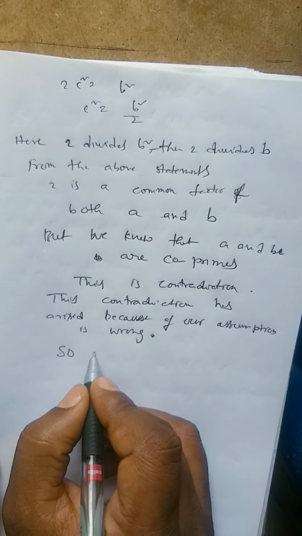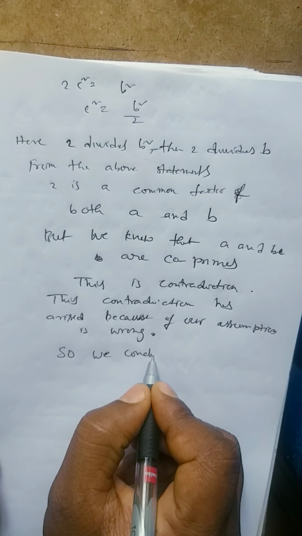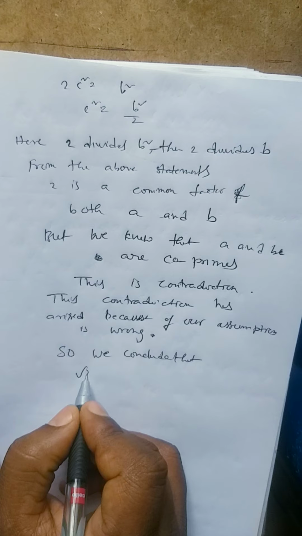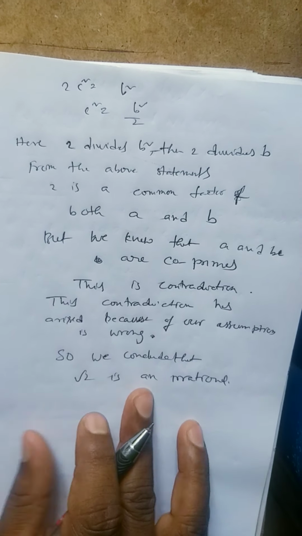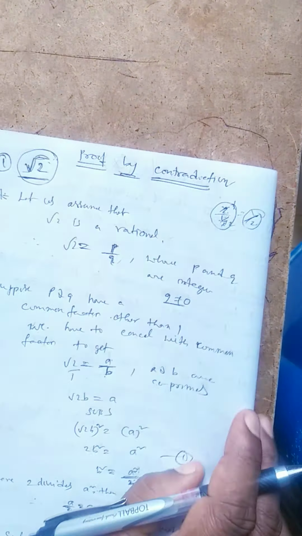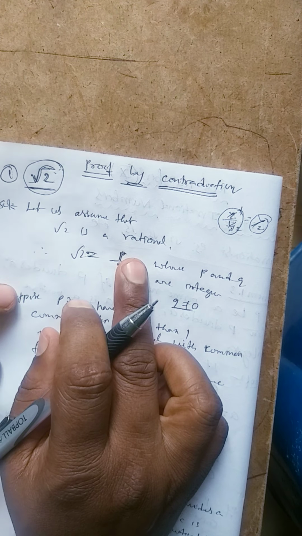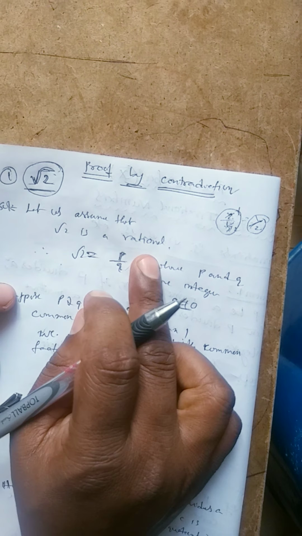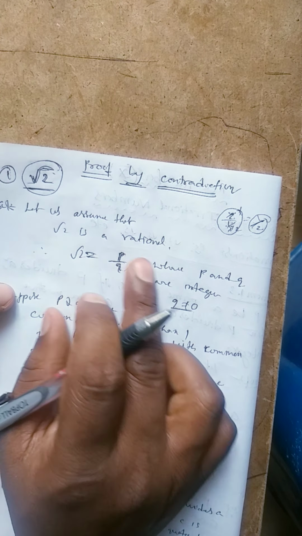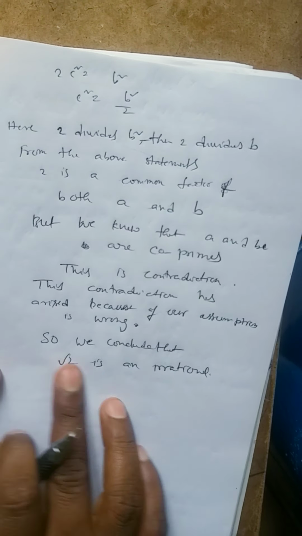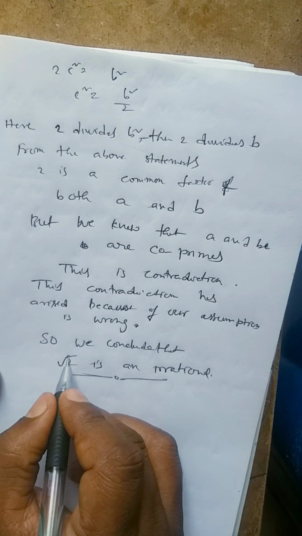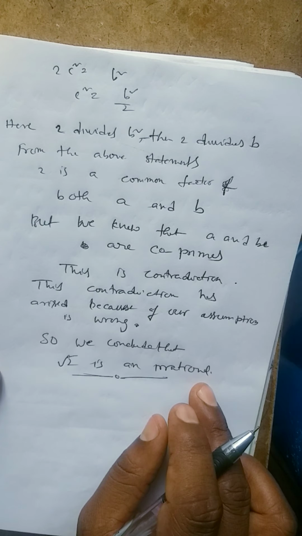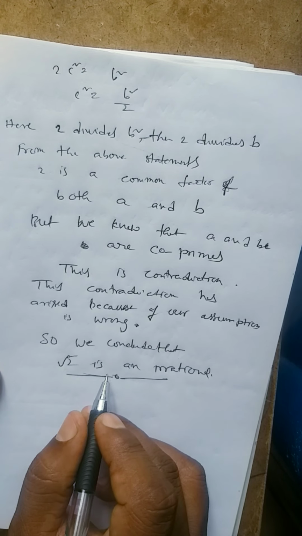So we conclude that root 2 is irrational. Why? Because a number can be either rational or irrational. In the beginning we assumed it is rational, but we have understood that it is not rational. So if it is not rational, it should be irrational. So this is the proof of root 2 being irrational. The method we applied is known as the proof by contradiction method.